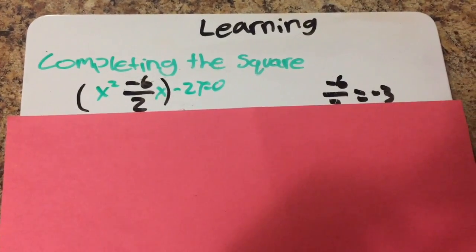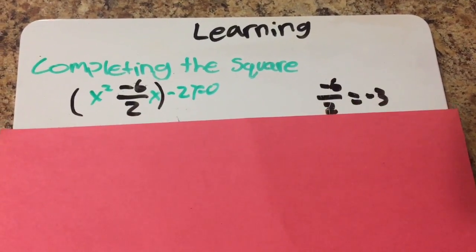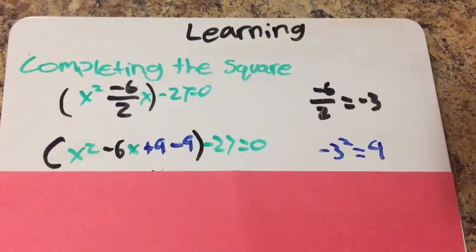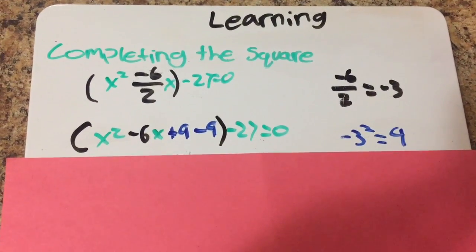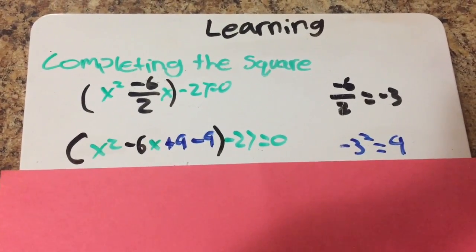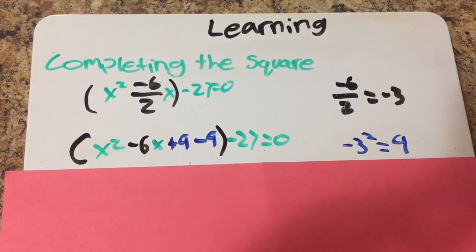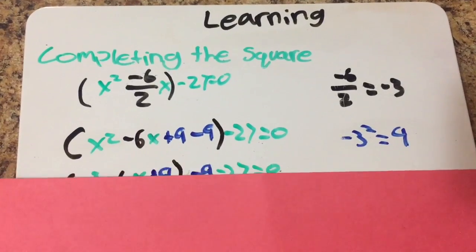You take the b value and divide it by 2, so you have negative 6 divided by 2, which gives you negative 3. Negative 3 to the power of 2 gives you 9. So you sub in plus 9 and minus 9 within the brackets because plus 9 minus 9 give you 0. x squared minus 6x plus 9 minus 27 equals 0.